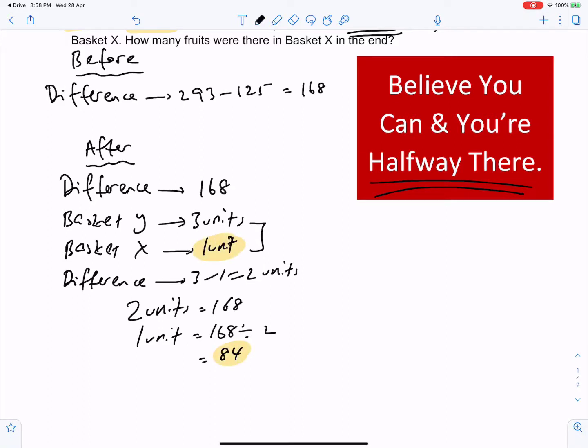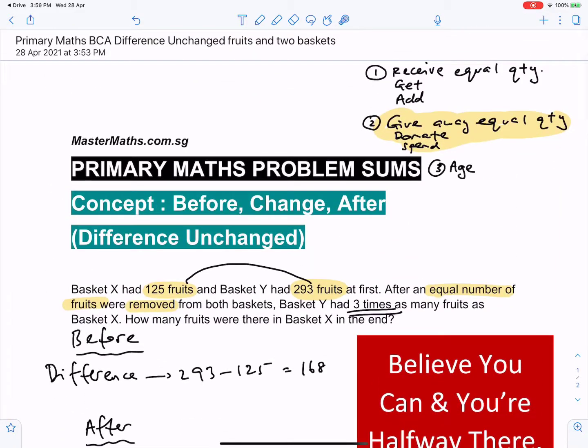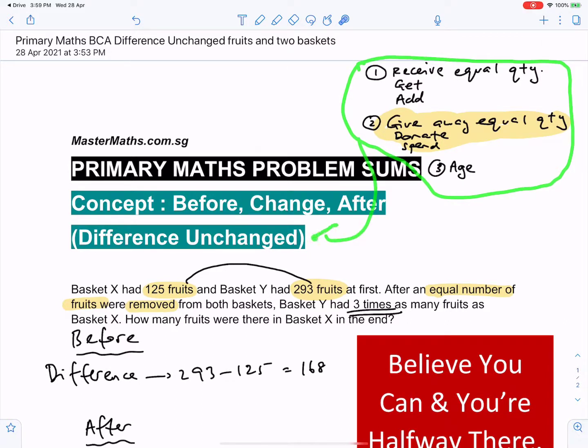Basket X had 84 fruits. So important, take note of these three scenarios where it must trigger us that, hey, this is actually a difference unchanged problem.